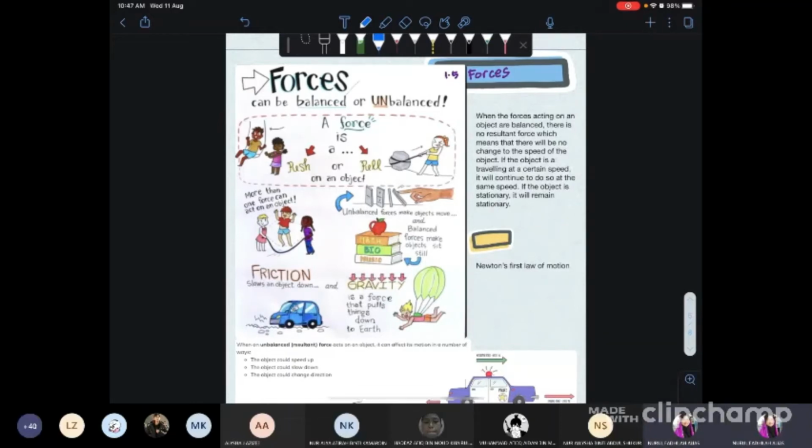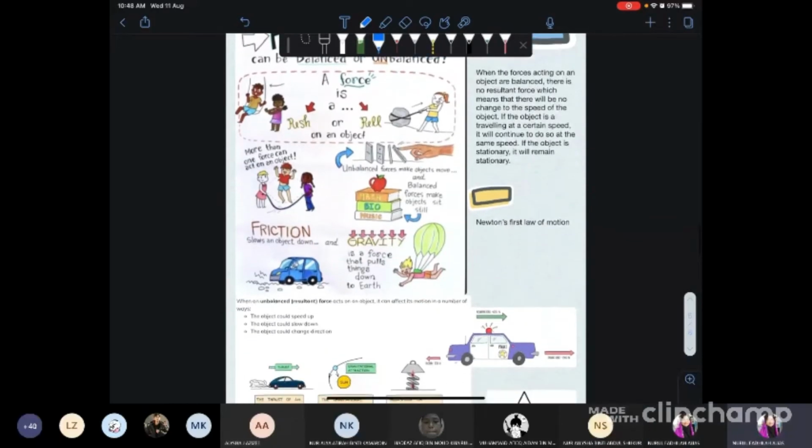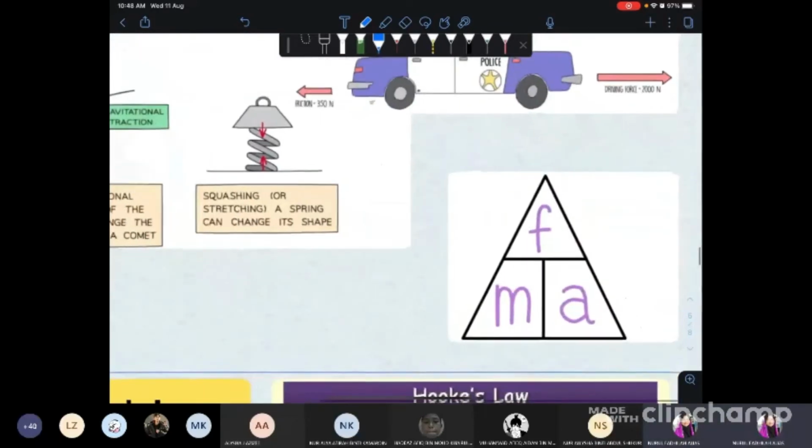So balanced means no net force, ataupun kita kata resultant force is 0. So that's the meaning of balanced forces. Okay, if we have unbalanced forces, so that will cause an effect and we can calculate the unbalanced force. Right, so this is the formula F equals to MA, right?